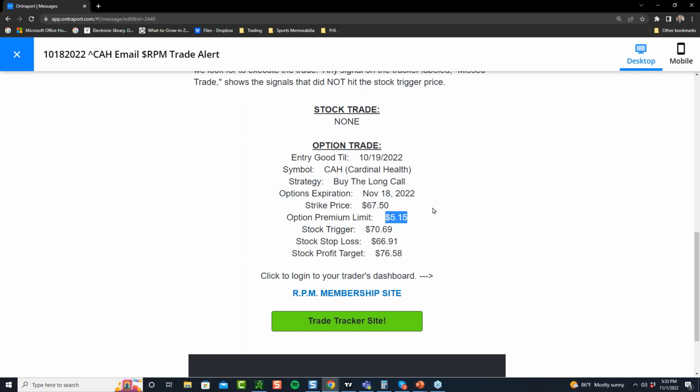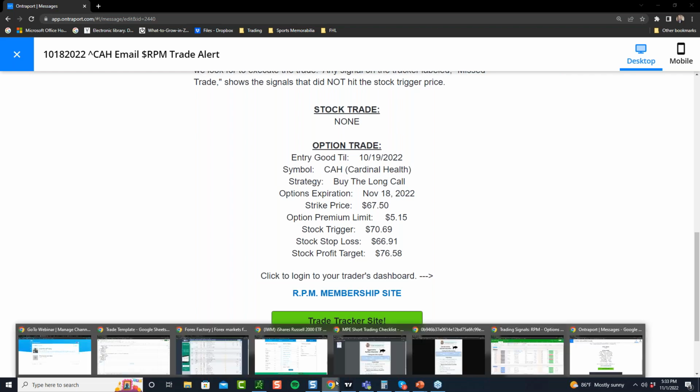515 was the premium limit. There's the stock trigger. There's the stop loss. There's the profit target. So this trade was sent out on the 18th. That's the date on the top, okay, into your email. There's also an SMS that goes out with it too, with all the details, everything you see here.